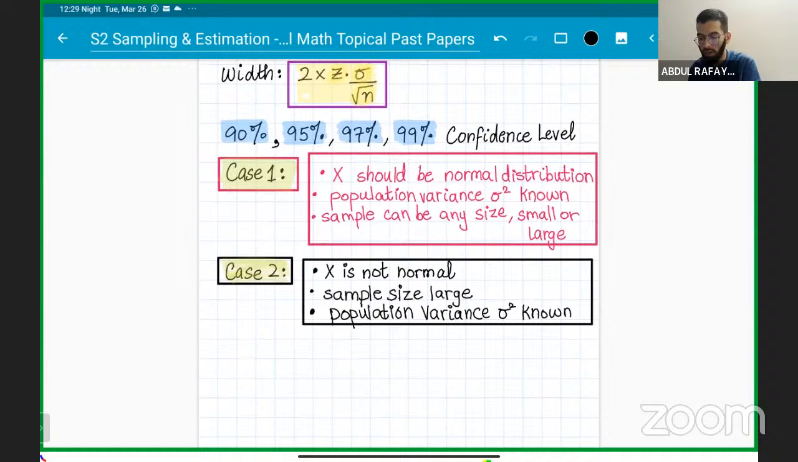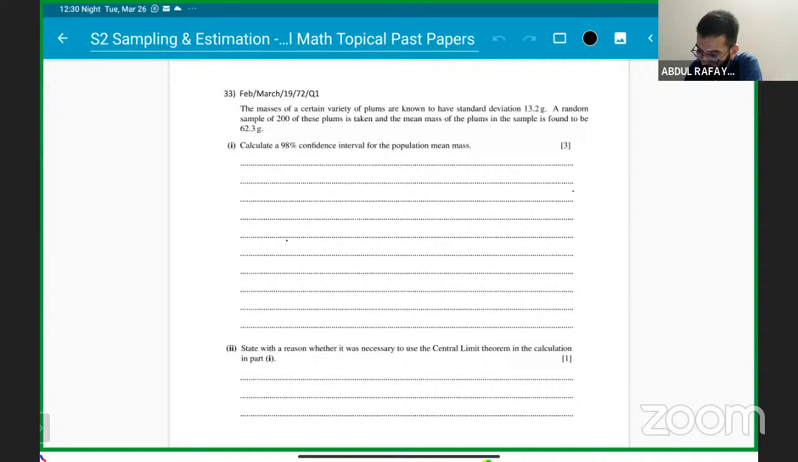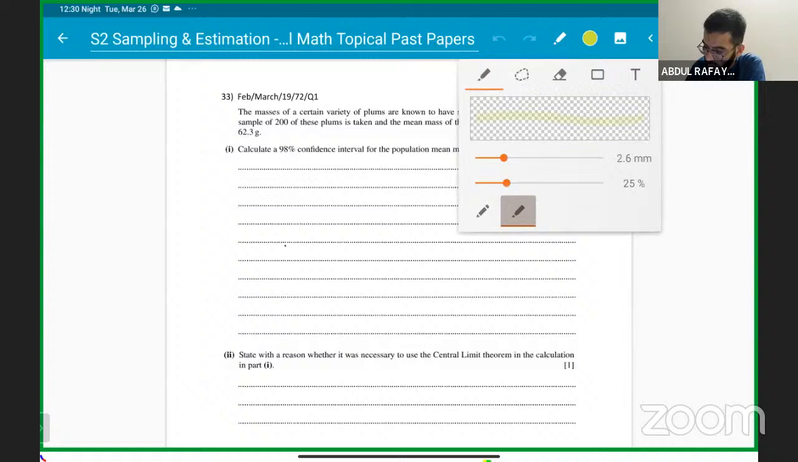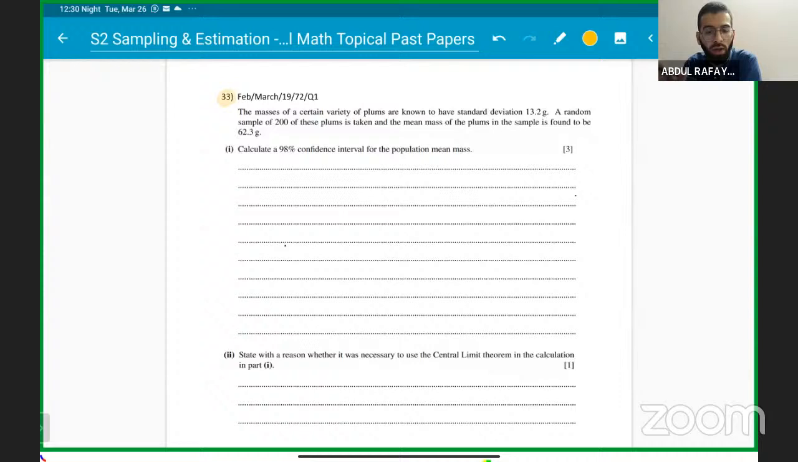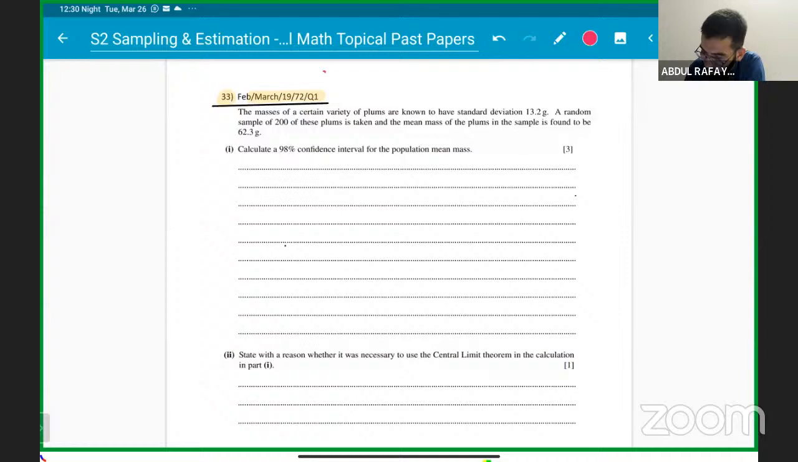So let's try to apply case number two concept, which is basically this question, February March 2019 question. Here we go. Theek hai, so we have a question of February March 2019 jisme hamara case number two apply ho raha hai, and this is the same concept. Ye concept number four hai, that is confidence interval, but we can say this is 4.2. 4.1 is case number one, this is 4.2.